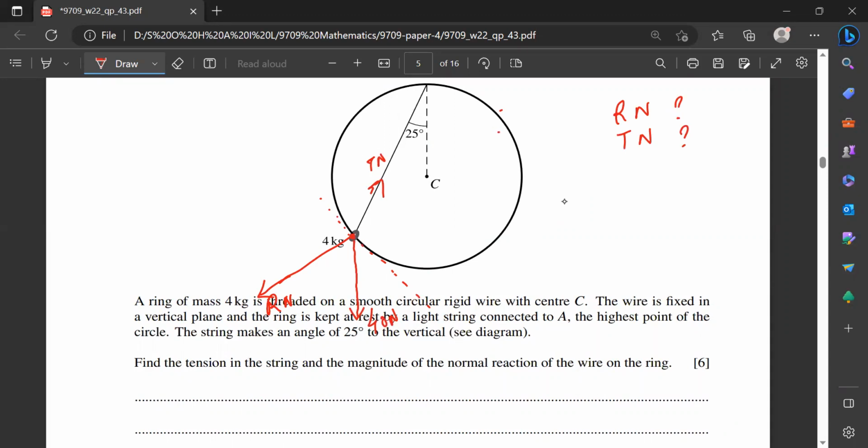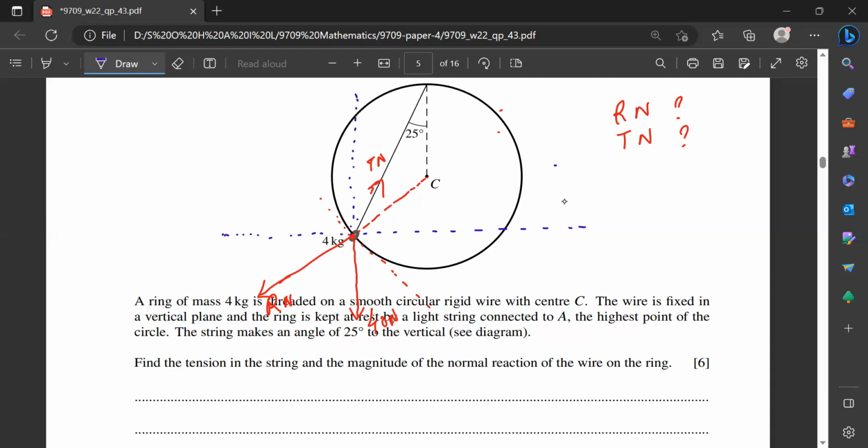So on the ring, which is 4 kg, there are 3 forces acting on it: T newtons, R newtons, and 40 newtons. But the angle is not mentioned between the forces. So now working with the angles, using the property of the circle, the line which is perpendicular to the tangent passes through the center. So this line is passing through the center, and further, because my intention is to resolve the force into components horizontally and vertically, it's better to draw a horizontal dotted line and a vertical dotted line.